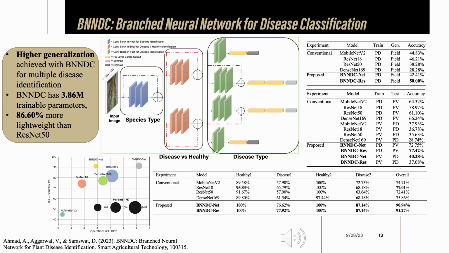BNNDC comprises branches within the neural network, and each branch is capable of performing a specific task. The branch on the first level distinguishes between different crops. The second level determines whether the crop is diseased or healthy. And finally, the different disease types are identified for multiple disease identification in the third stage. The BNNDC is comparatively lightweight and achieved higher generalization performance compared to models reported in the literature.